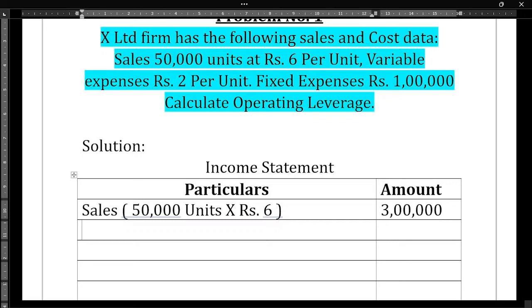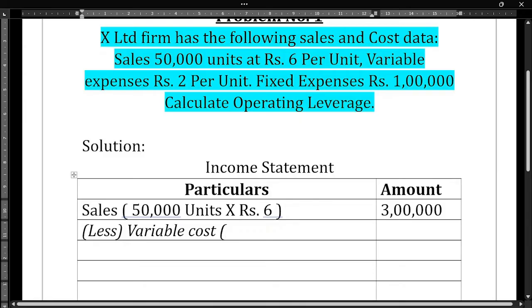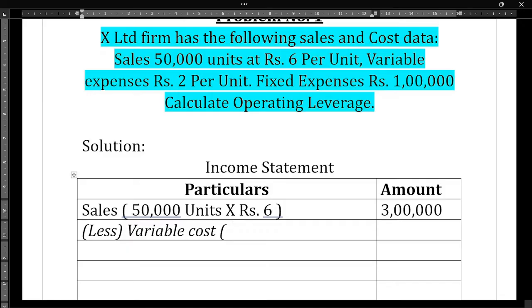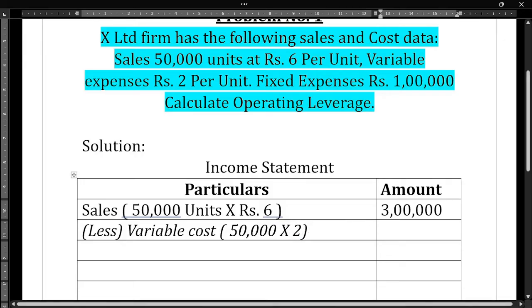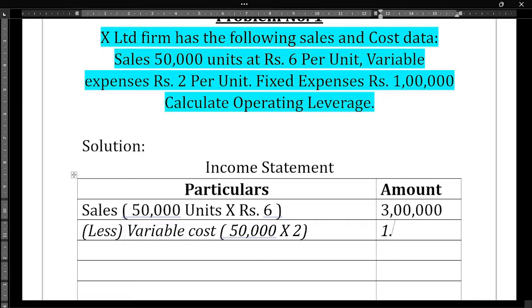In that, you need to deduct variable cost. Variable cost, they have told that it is 2 per unit. Total units sold is 50,000 units into 2 rupees per unit. When we calculate, how much do we get? 1 lakh rupees.